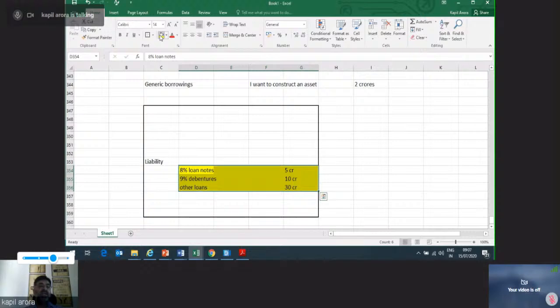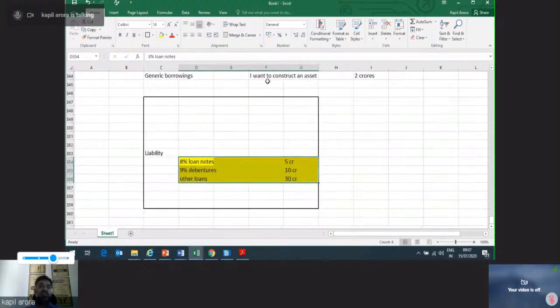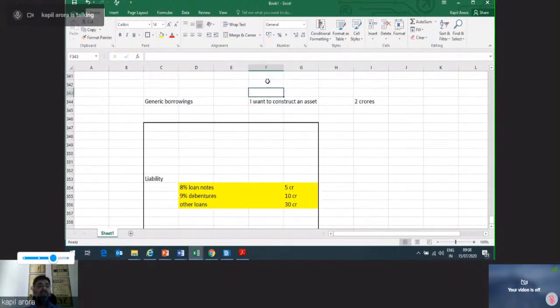So when 3 loans are there, I want to construct the building. I am not taking any specific loan. So these loans which I already have become generic borrowing, and generic borrowing cost also needs to be added to the value of the asset. The borrowing cost related to the generic borrowing will also be added in the value of the asset.